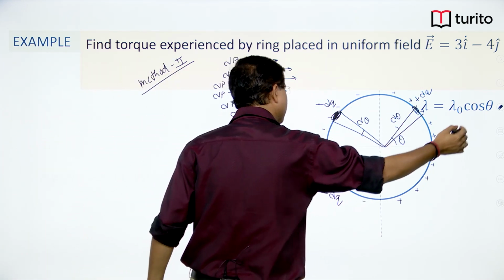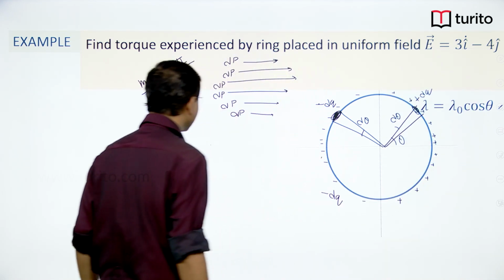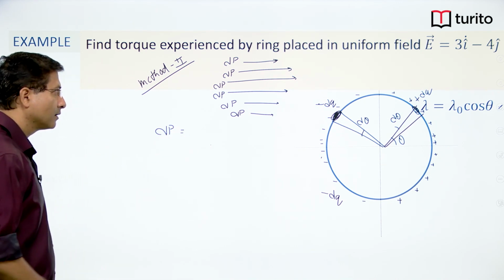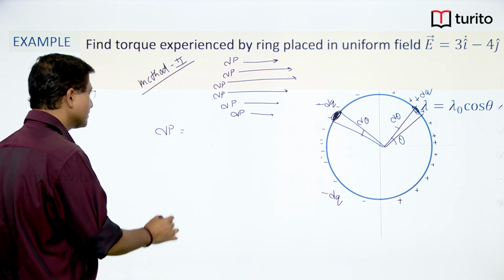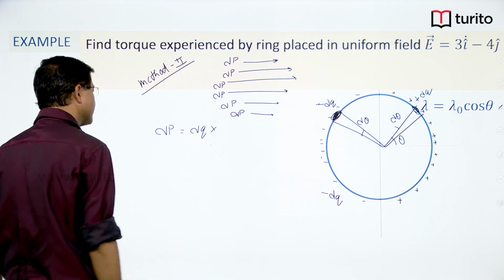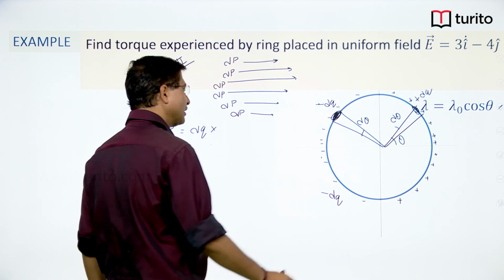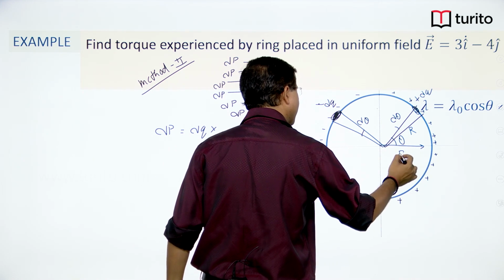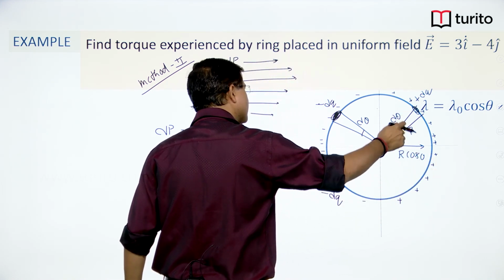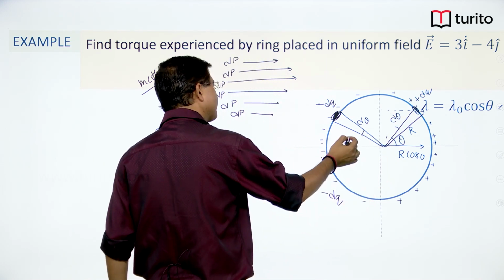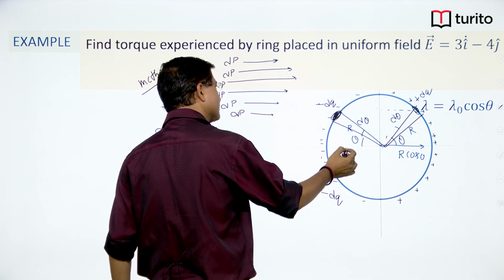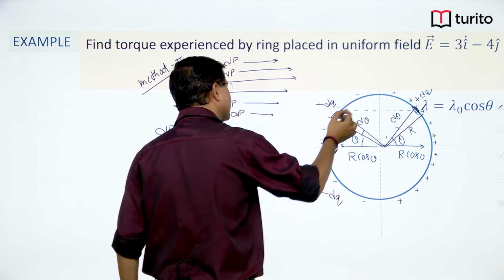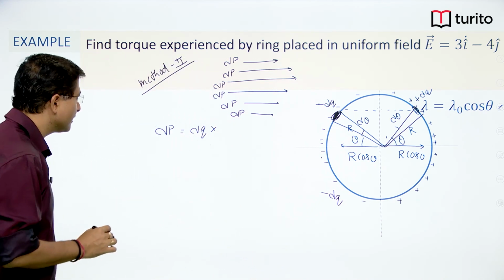Look at this, what is dp? Charge into separation. So charge is dq into separation. Separation is, this distance is r, then this distance will be r cos theta. Same thing happens here, this is r, so this distance will be r cos theta. So total distance will become 2r cos theta. So here I will write 2r cos theta.